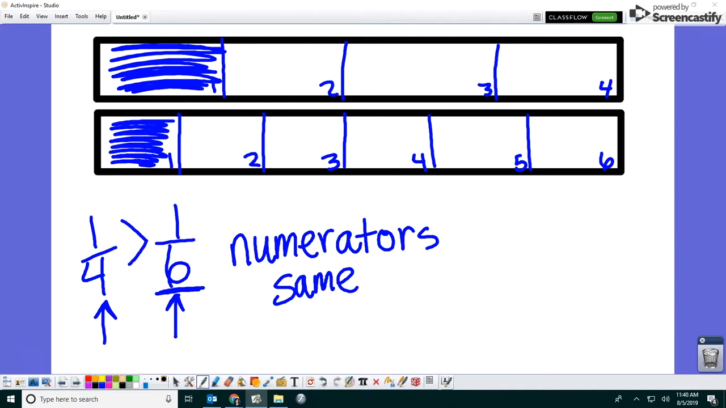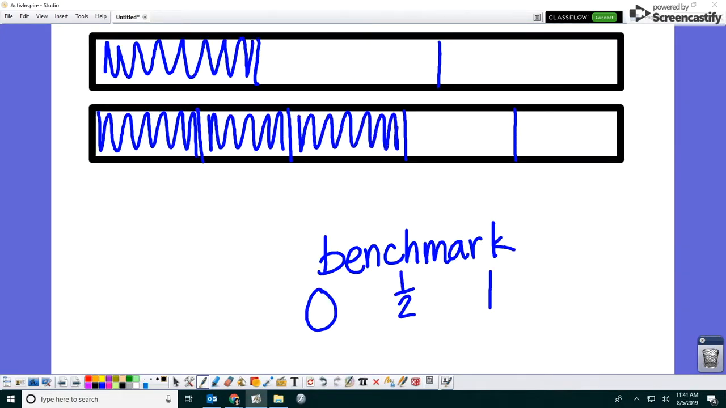That's our second strategy. Okay, so our third strategy is using a benchmark fraction. Our benchmarks are 0, 1/2, and 1. So in this case, we have a fraction of 1/3 and we have a fraction of 3/5. So we look at these and see where they lie in our benchmarks.